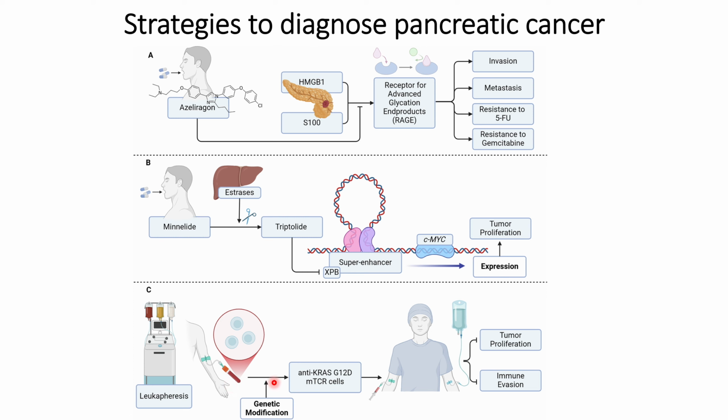Once the T cells have been taken out from the patients, they are genetically modified to target KRAS G12 mutations, and those T cells can be infused back into the patients, and then they will directly target tumor proliferation and immune evasion. It will enhance the immune system of the patients to proactively detect the tumor cells, thereby suppressing immune evasion and also leading to the suppression of tumor proliferation. So these are some of the strategies that are mentioned in the paper.